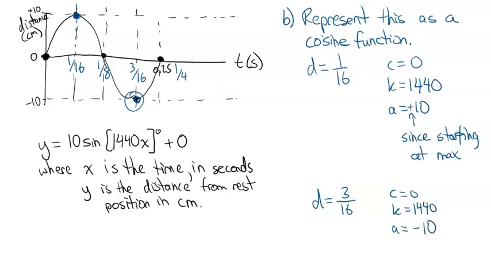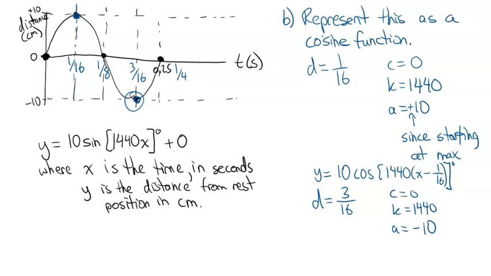And so if we were to graph it with the 1/16, if we were to write the equation for that, we'd get this. We'd get 10 times cosine 1440 x minus 1/16. You could also write that as a decimal. That would be fine to do. And then plus 0, so you don't need to write the plus 0.